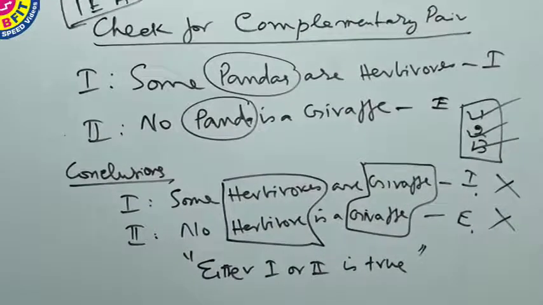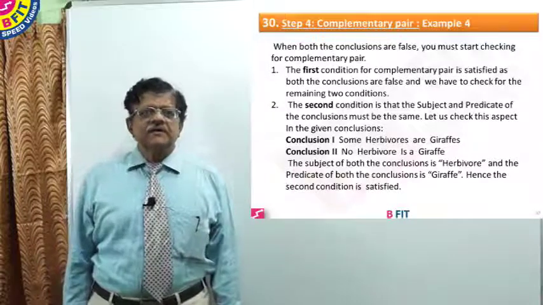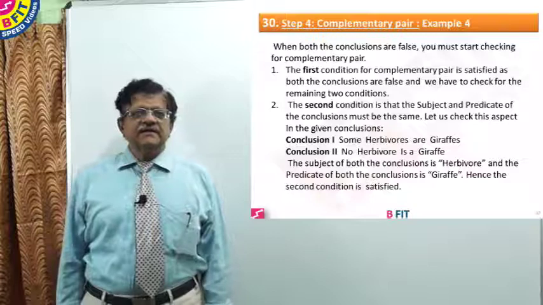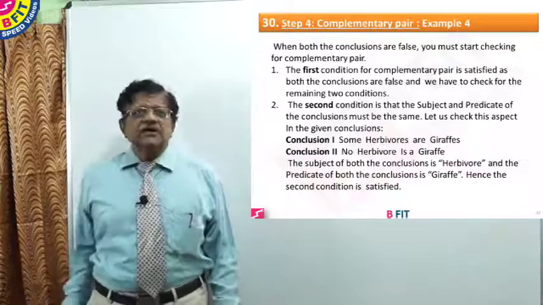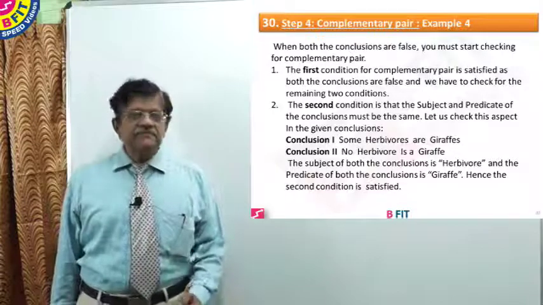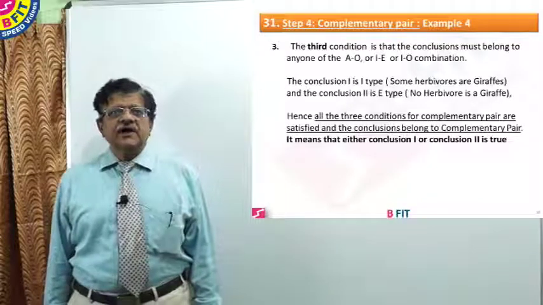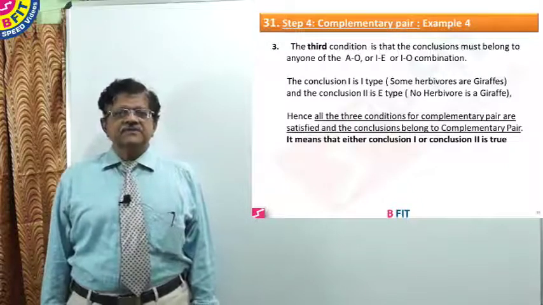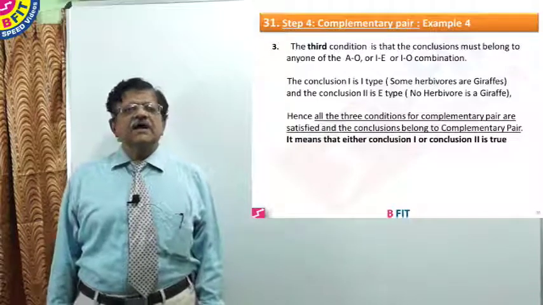Now we have just seen complementary pair, and whatever we have seen is shown in slide number 30, which talks about condition number 1 and condition number 2 of a complementary pair. And slide number 31 is talking about the third condition of complementary pair. This is just a reinstatement of what we have already discussed under complementary pair.